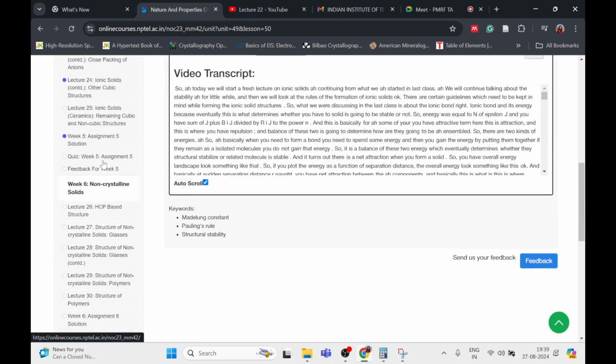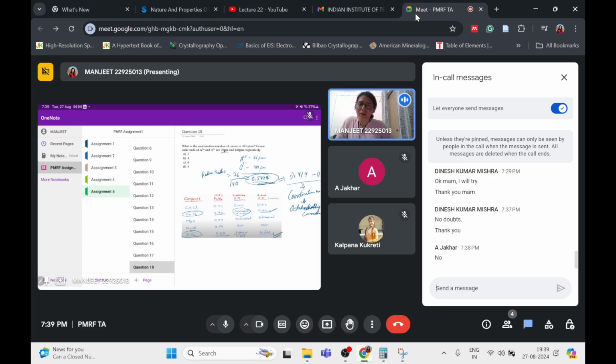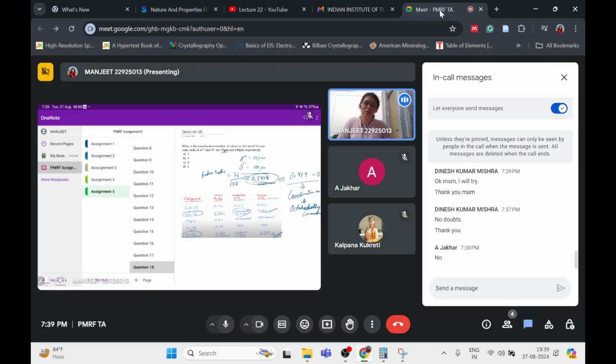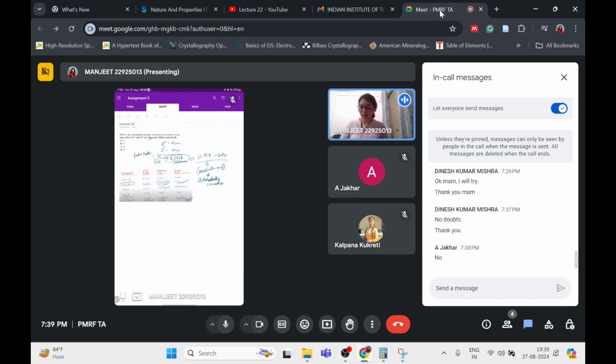So there are 3 units that are left here. One is the non-crystalline structure, and another one is imperfection in solids, and deformation, I guess, or something, and the structure determination. So we will continue our next assignment with the non-crystalline solid. And till that point, if you have any doubt, you can ask in the discussion forum, or you can mail me. We can respond to you accordingly. Thank you.